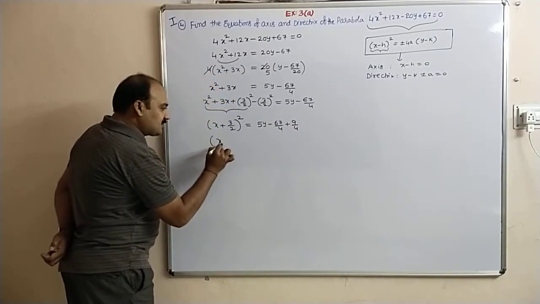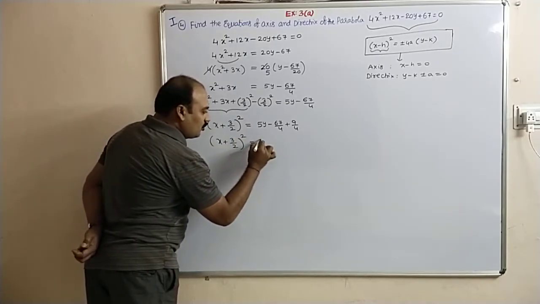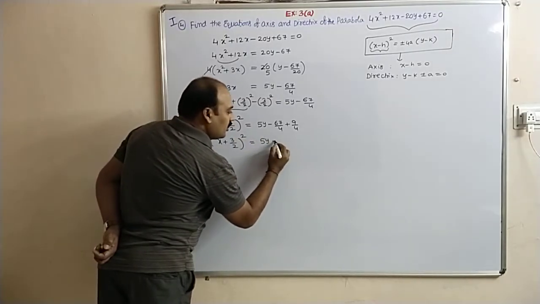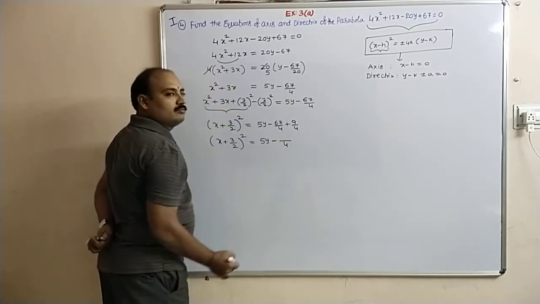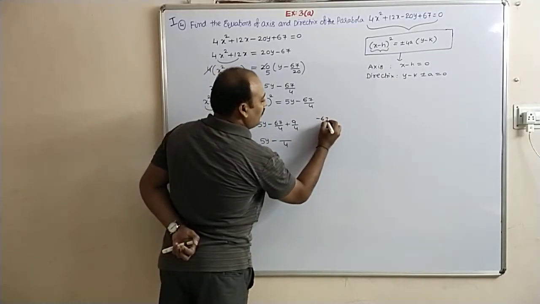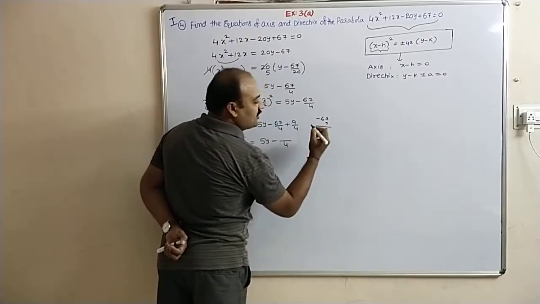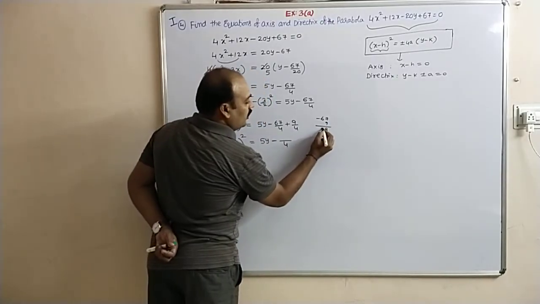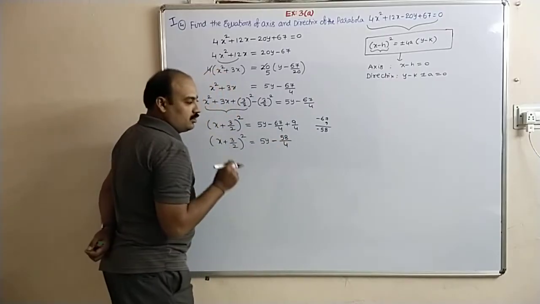So x plus 3 by 2 whole square is equal to 5y. Here LCM is 4. Minus 67 plus 9. So it becomes minus 58 by 4. Minus I already wrote.